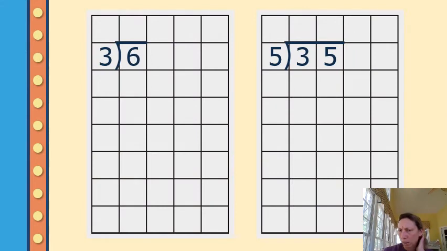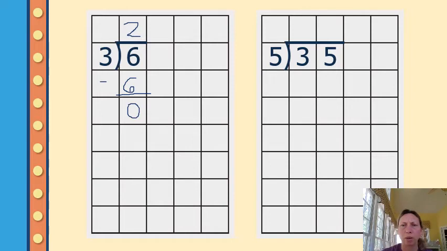Okay, so this is just a review from yesterday. So we go 6 divided by 3 is 2. That's the first step. Now we multiply. 2 times 3 is 6. Third step is to subtract. And we get 0, so we can stop.